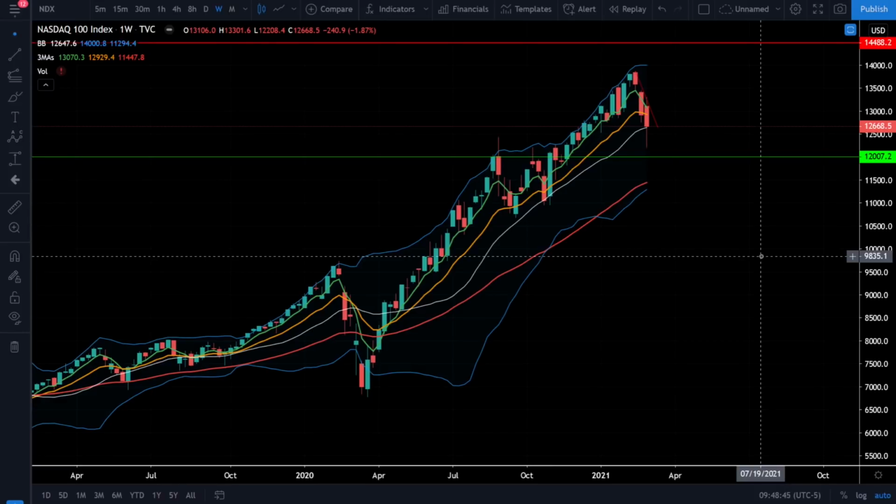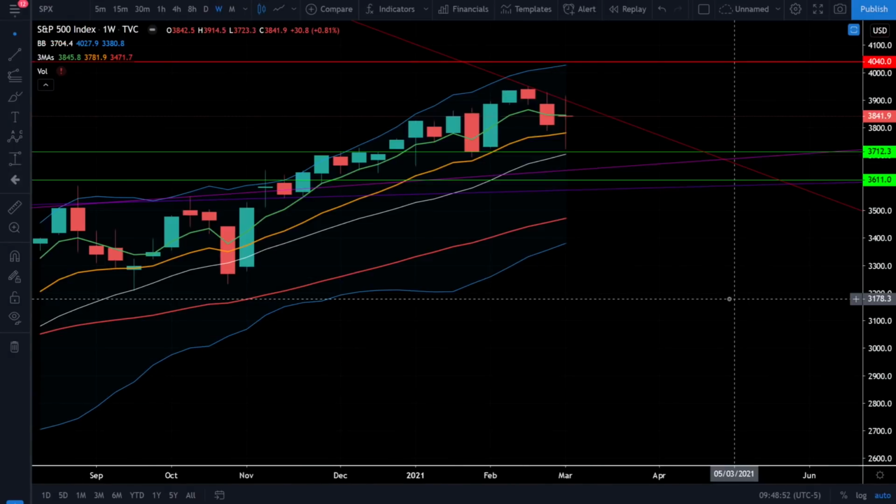So the next thing I want to do is take a look at the S&P 500. Now we're looking at the SPX, which is the S&P 500 index, and this is still a weekly chart. So every single candlestick on this chart still represents one entire week's worth of price action.